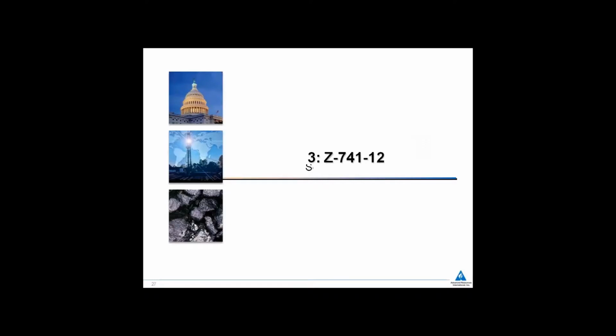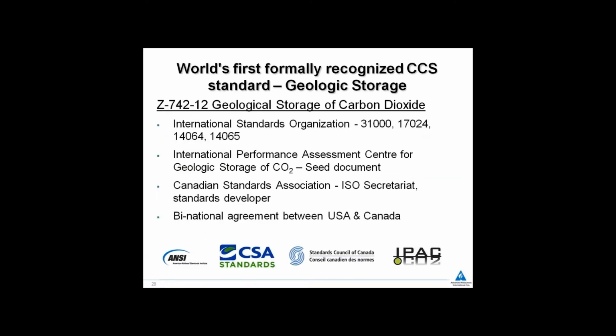Z741-12, that is the technical name for the world's first formally recognized CCS standard. It began about 4 years ago in a cooperation between the United States and Canada. It incorporated the ISO standards 31000, which is the risk management section, 17000, which are the certification standards, and 14064 and 14065, which are the greenhouse gas carbon footprint standards.